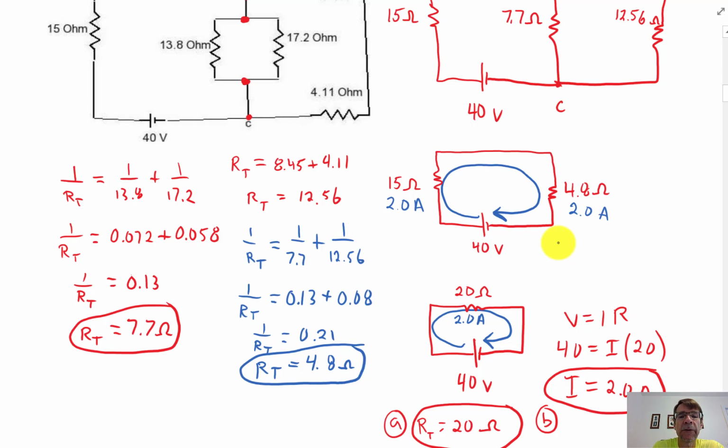which is important. I know this is part of the answer over here. This is one of the answers. I want to know how much current is in every resistor. Well, that 15 ohm resistor over here, way up at the top, it has 2.0 amps of current. That's one of my answers.